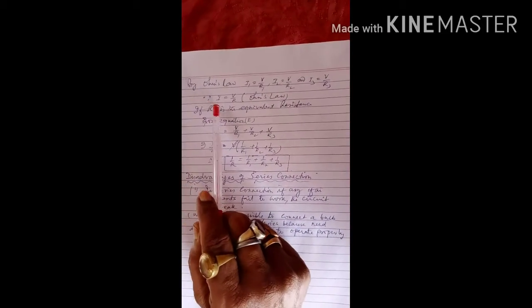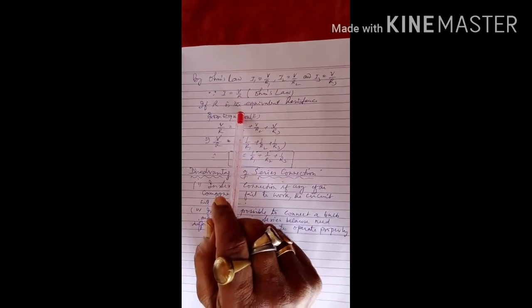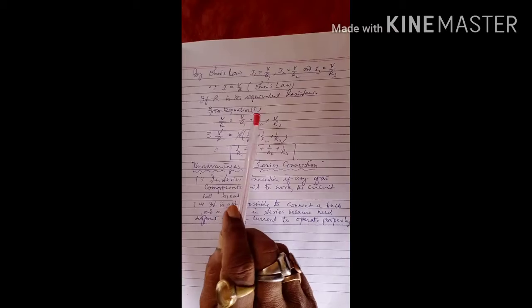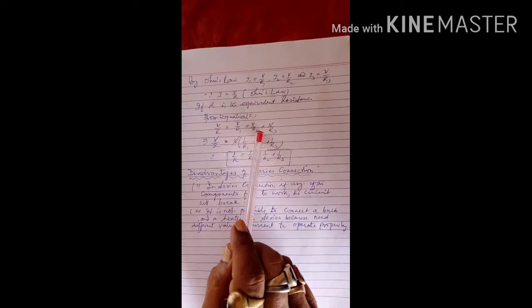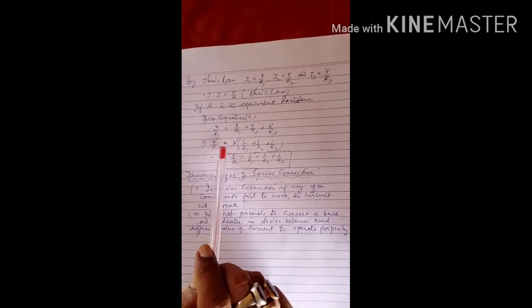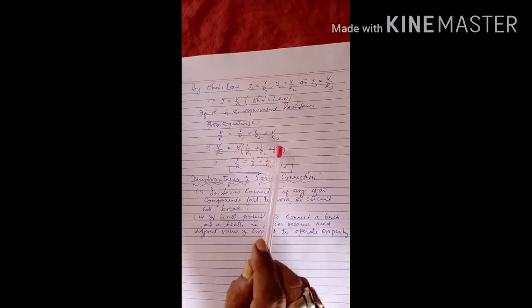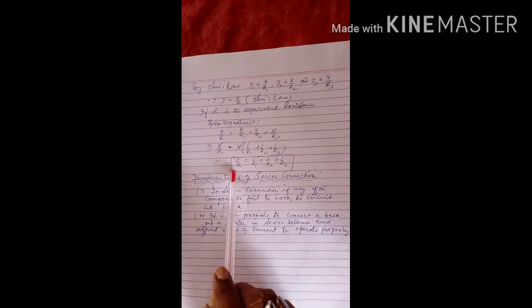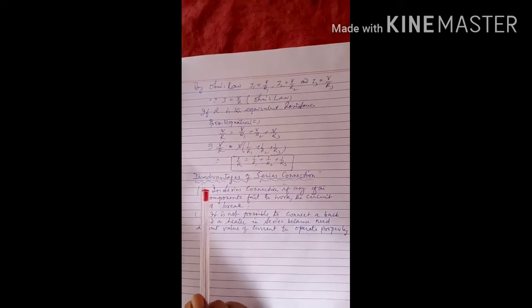Since I is equal to V by R, Ohm's law. If R is the equivalent resistance, from equation 1, V by R is equal to V by R1 plus V by R2 plus V by R3. Therefore, V by R is equal to, taking V as common, 1 by R1 plus 1 by R2 plus 1 by R3. Therefore, 1 by R is equal to 1 by R1 plus 1 by R2 plus 1 by R3.